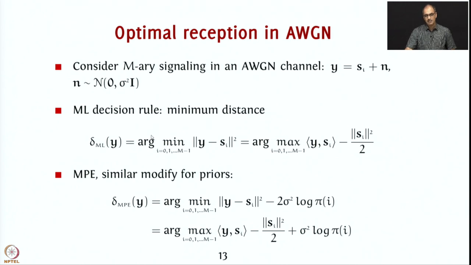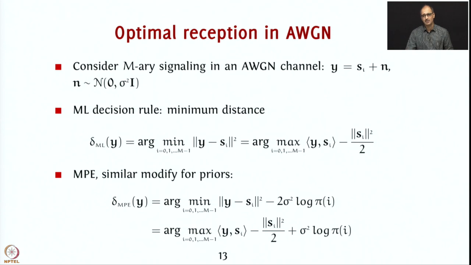The only difference is the minimum probability of error takes into account the priors. If all pi i's are equal, for example, if you have m symbols and each of them has a probability of 1 upon m, then this rule reduces to this because there is no dependence on i. So the MPE and ML are the same when all the original symbols are equally probable, which is the case in most general situations.